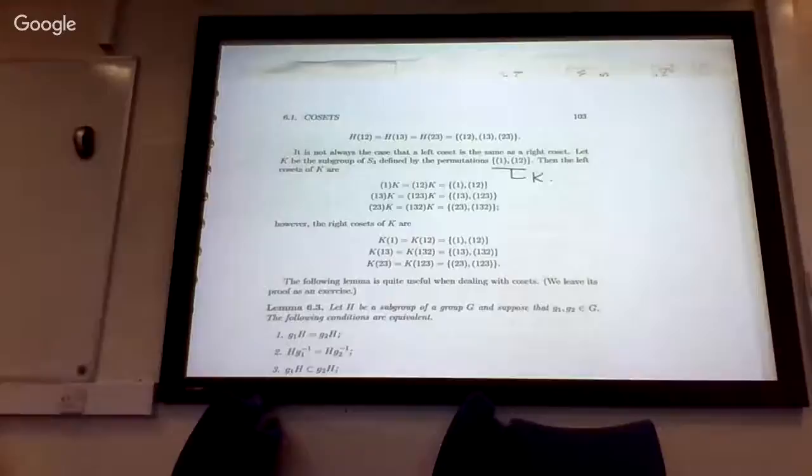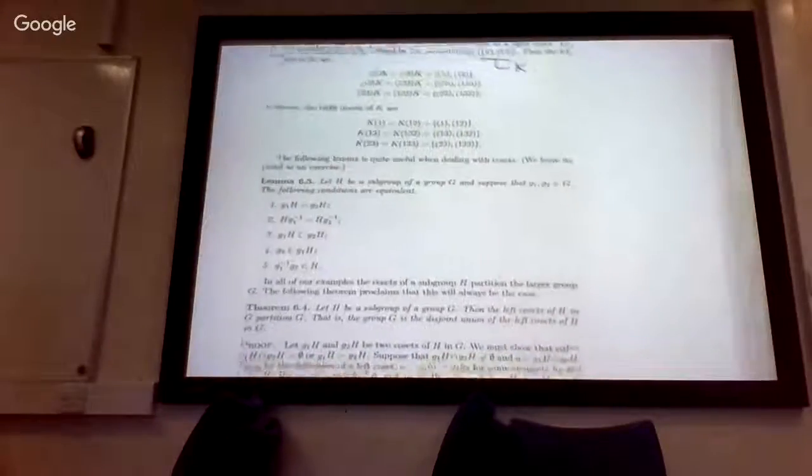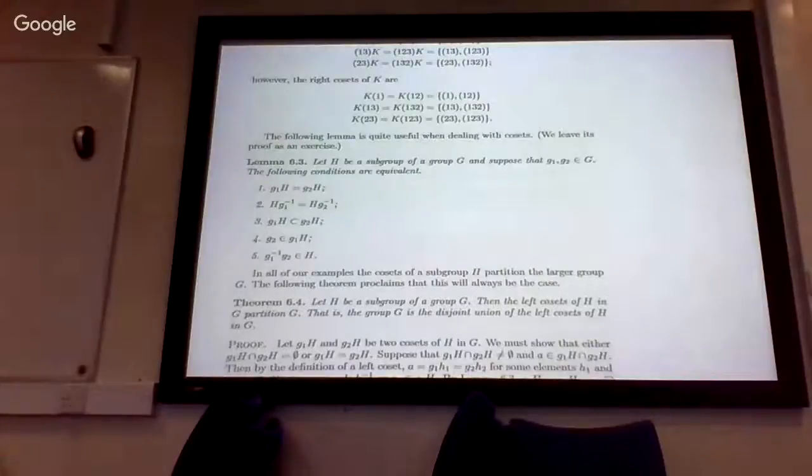So that Venn diagram sketch, we can see it happening in at least 2 examples here: the Z6 example and this K example in S3. We saw it for 2 different subgroups of S3. Now here's lemma 6.3, just building up something about left and right cosets.